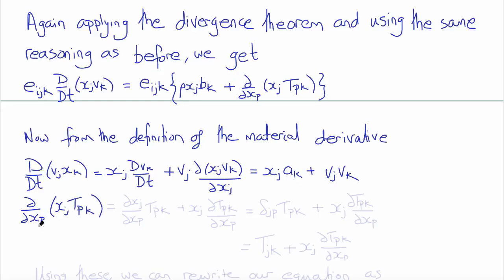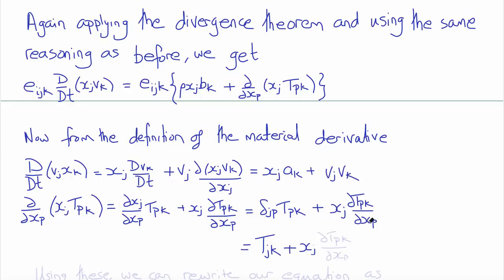Similarly, we can expand the derivative del/del x_p of x_j t_pk to be del x_j/del x_p, using the chain rule, times t_pk plus x_j times del t_pk/del x_p. Del x_j/del x_p here is delta_jp times t_pk plus x_j times del t_pk/del x_p. So this term here then becomes t_jk plus this term x_j del t_pk/del x_p.